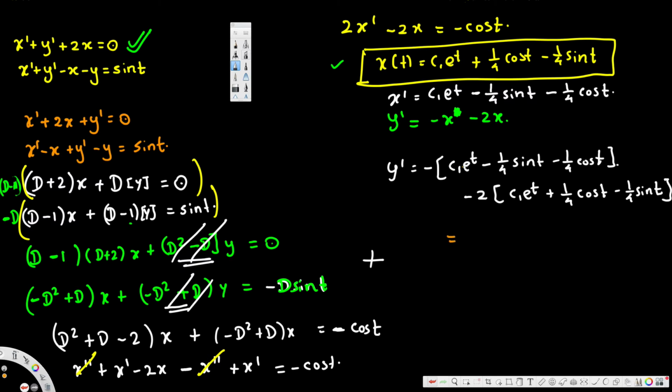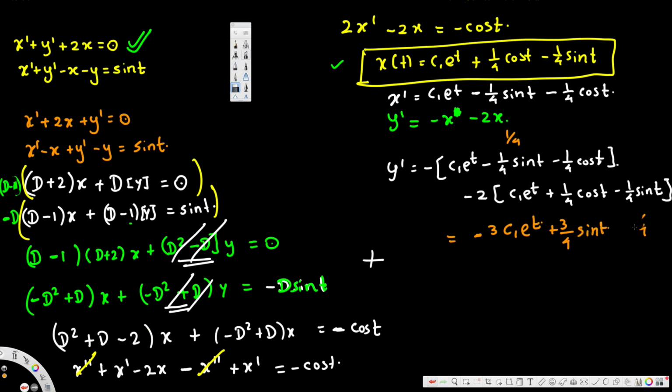Here we have c1 e power t minus 2 c1 e power t. If you add them together, this is going to become minus 2, that's going to make this one minus 3, minus 3 c1 e power t. Now here we have minus 1 over 4 sin t, it means plus 1 over 4 sin t. And here we have minus 2 times minus 1 over 4 sin t, so it's plus 2 over 4. This is 1 over 4 and this one is 2 over 4. 1 over 4 plus 2 over 4, that's 3 over 4. So we will get 3 over 4 sin t.